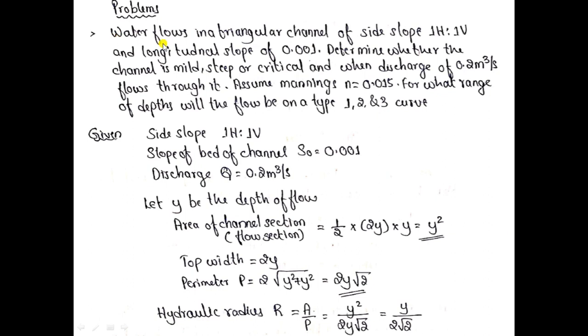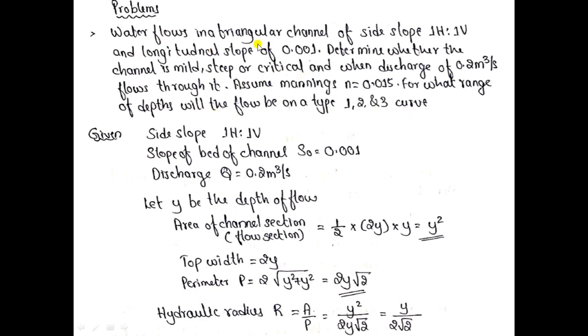Okay, water flows in a triangular channel of side slope 1 horizontal to 1 vertical. The longitudinal slope is 0.001. Determine whether the channel is mild, steep or critical, when the discharge of 0.2 meter cube per second flows through it. Assume Manning's n as 0.015. For what range of depths will the flow be of type 1, 2, 3 curve?